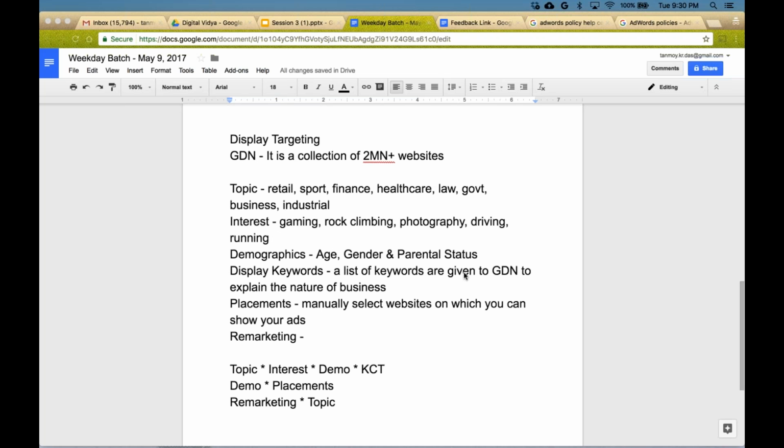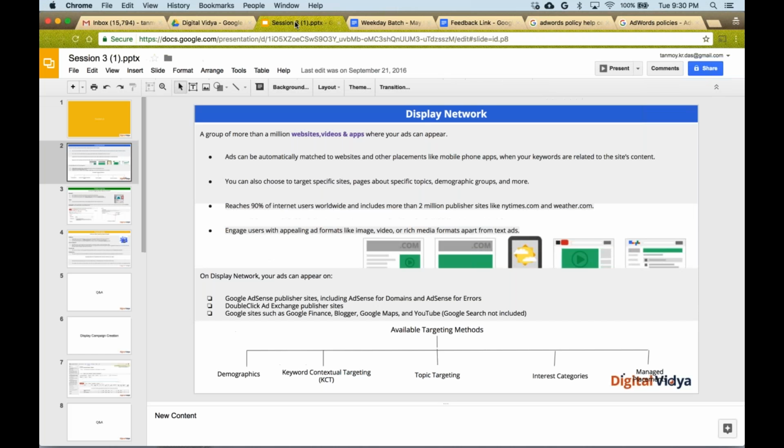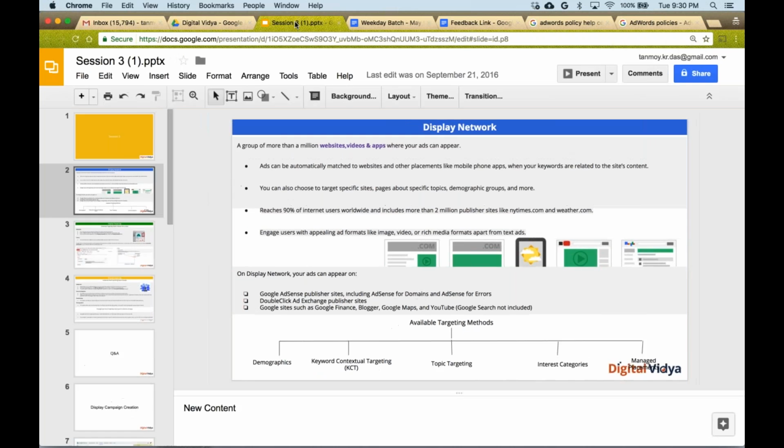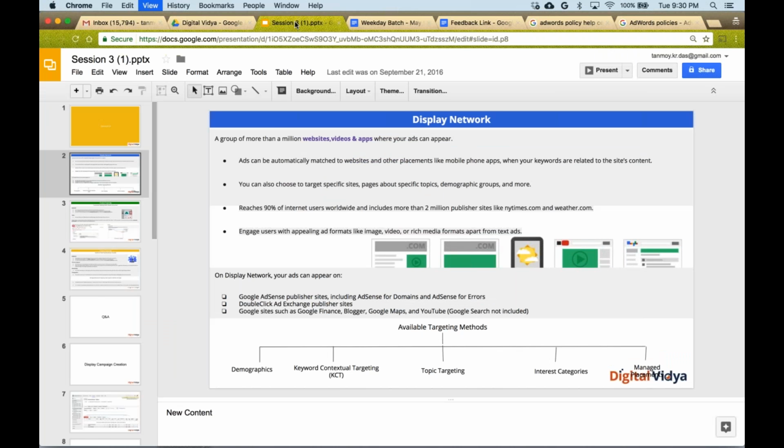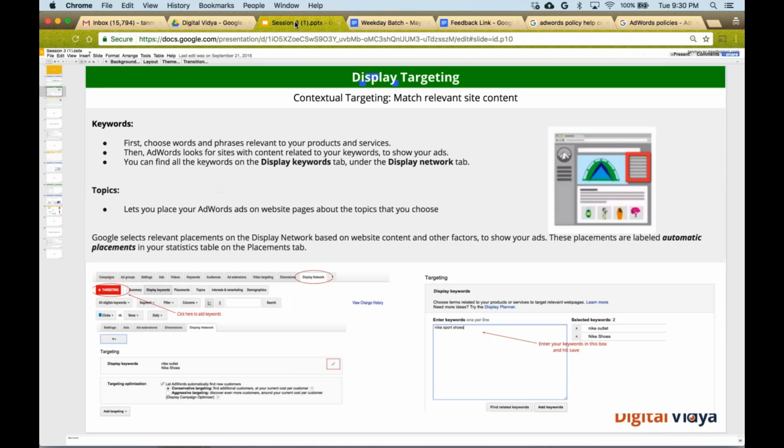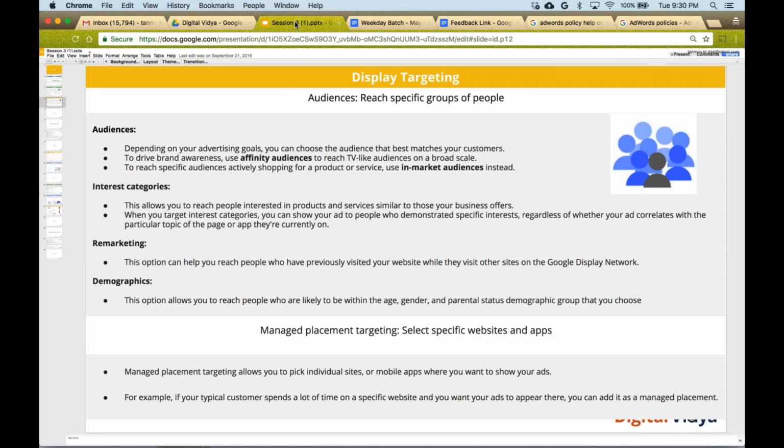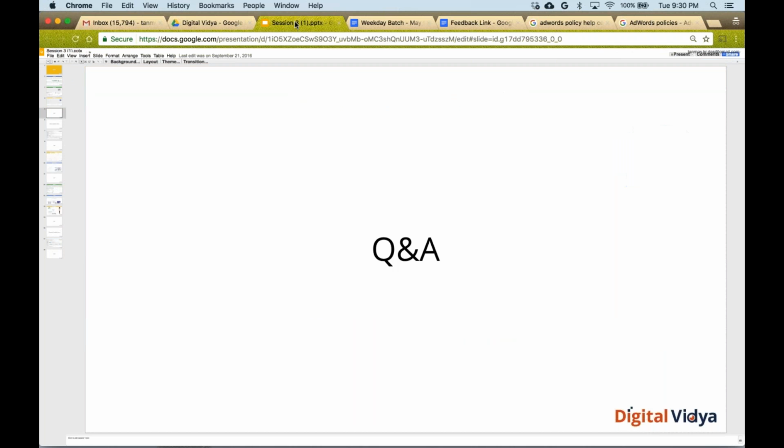All right. Does this now make sense? Display targeting, basic idea about how we are doing this. Okay, cool. This is what the deck also talks about. The deck talks about the display network in detail, and then the different types of targeting methods: keywords, topic targeting, placements, audiences, interest targeting, remarketing, and demographics.